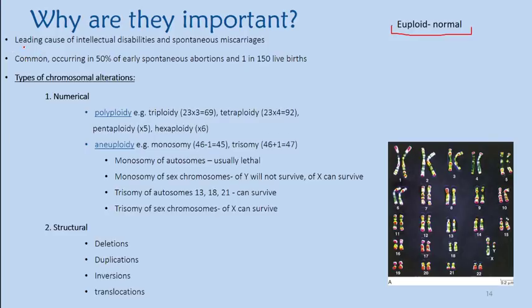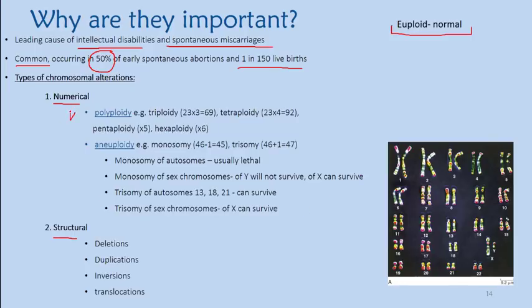Chromosomal abnormalities are the leading cause of intellectual disabilities, as well as spontaneous miscarriages, which usually occur before the 20th week of pregnancy. They're common as well. They occur in about 50% of early spontaneous abortions and in about 1 of 150 live births. Two different types of chromosomal aberrations exist: numerical and structural.